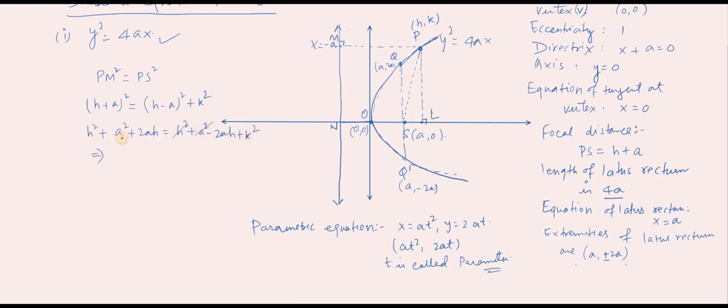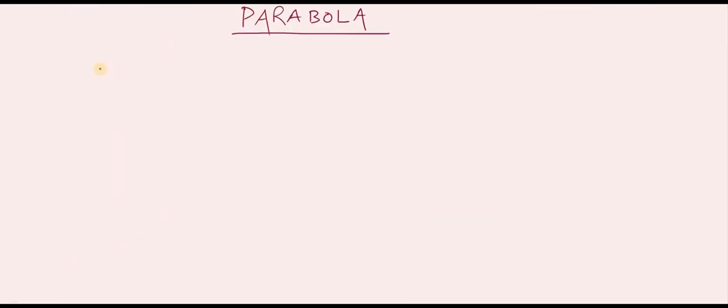k square is equal to 4ah, and obviously the point (h, k) is any point on the parabola, so we can replace it with (x, y), and that will give the equation y square is equal to 4ax, and this is the derivation of the equation of the parabola. The second standard parabola will be y square is equal to minus 4ax.